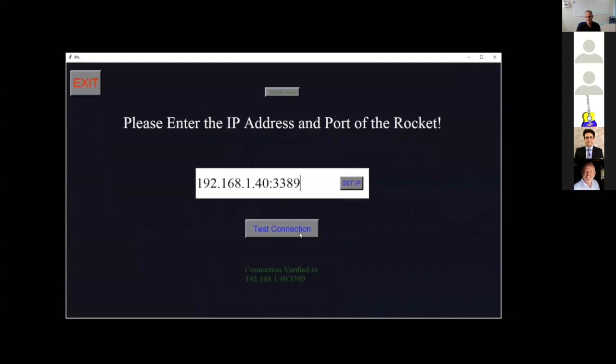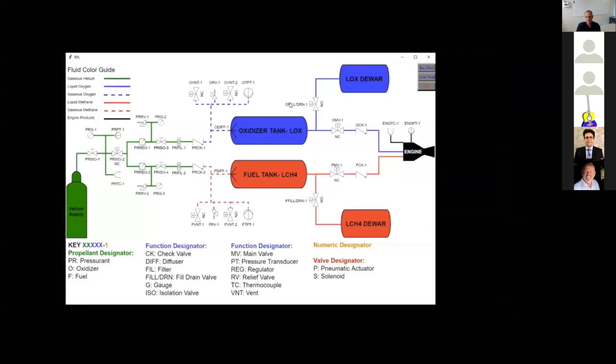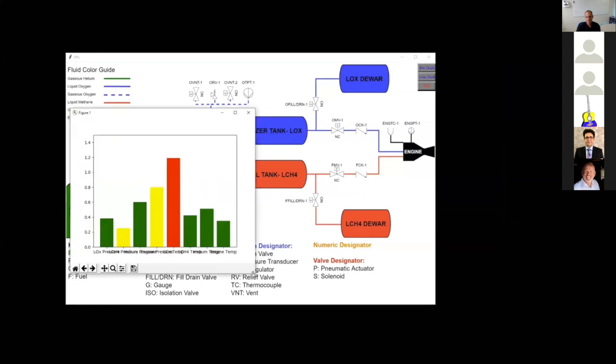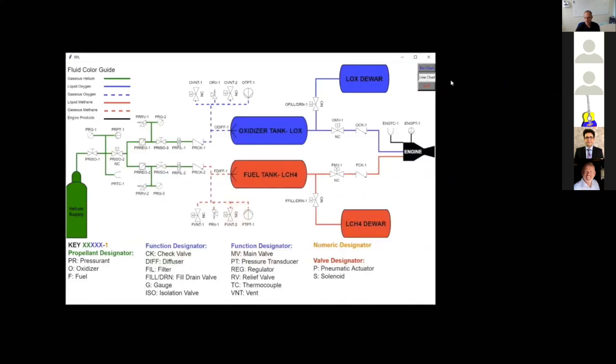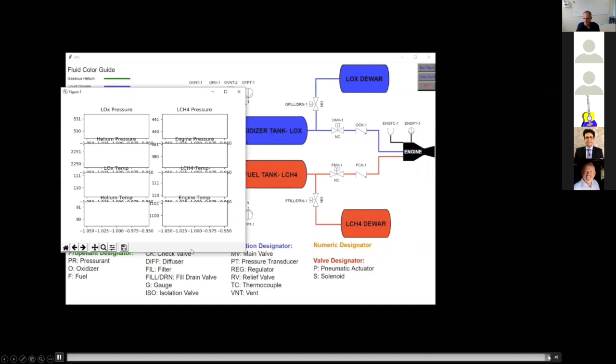Once the connection is verified, the GUI will start data transfer and display PNID, which is shown here. In this window, we can activate the bar chart and line chart. This is how our bar chart looks like. And this is how our line chart looks like.